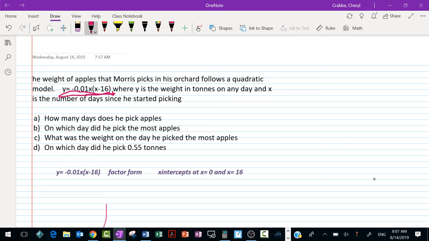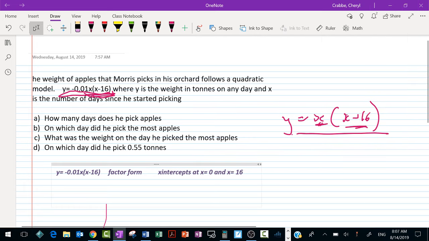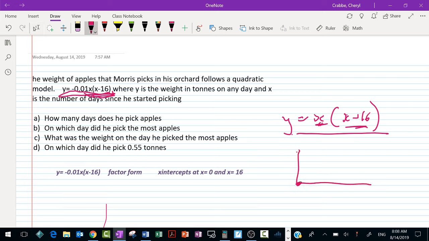So this graph, you can put it into your graphing calculator, but what you need to see without putting it into the calculator is this is factor form. Whenever you have an equation in this form, this is factor form. This is a factor and this is a factor. So that is telling you where the graph is crossing the x-axis. It's telling you that it's crossing the x-axis at 0 and 16.